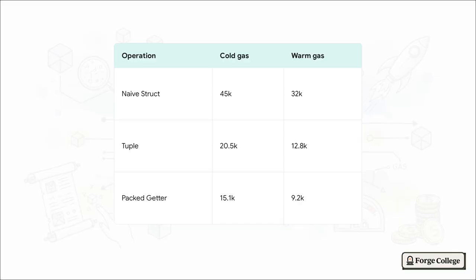And this brilliantly illustrates just how massive the impact of these optimizations is. Look at this. We dropped from a painful 45,000 gas for a naive struct cold read all the way down to just 15,100 gas using a packed getter. That's huge. And even the warm read drops from 32,000 down to roughly 9,200. That is just an incredible savings.